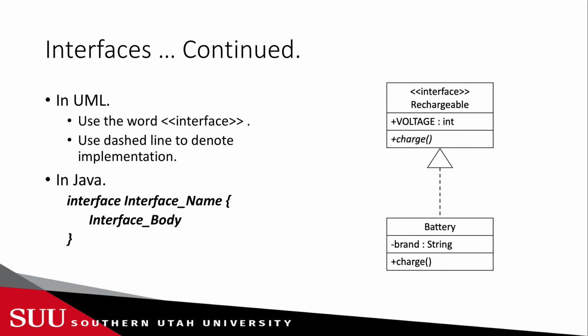Now in UML, we will use the keyword interface to say that this is an interface. And I will talk about this in a minute. Why is it all in caps? And in Java, we say interface, then the interface name, followed by curly brackets including the interface body. Now, how do we say that a class is implementing an interface? We will have a triangle and a dotted line between the class and the interface in UML.